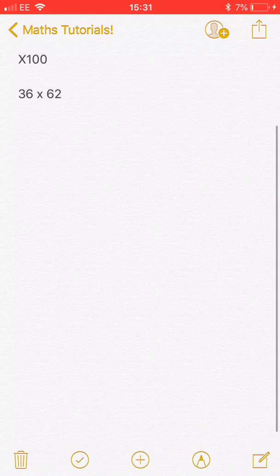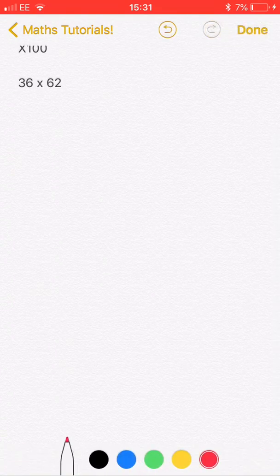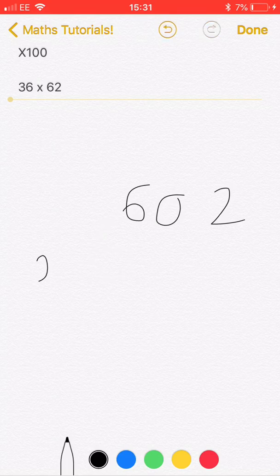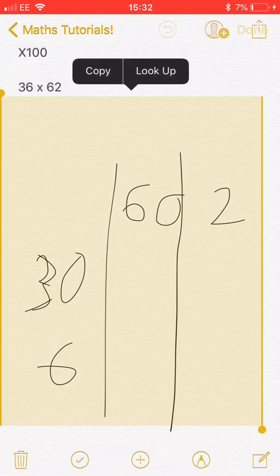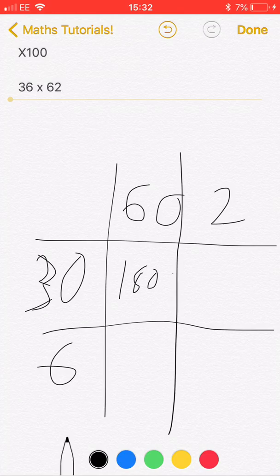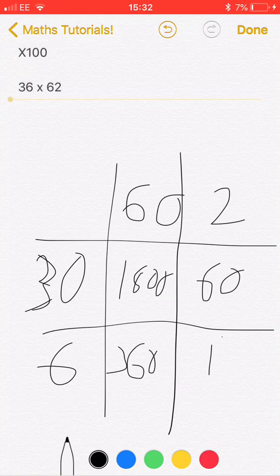Then all we have to do is, if you've watched my video on multiplying and dividing long numbers, then you'll know how to do this. We split our numbers into 60 and 2, then 30 and 6. 3 times 6 is 18, plus the 2 zeros. 30 times 6 is 180, and 6 times 6 is 36, add the 0. And 6 times 2 is 12.